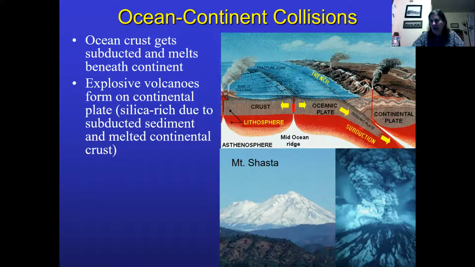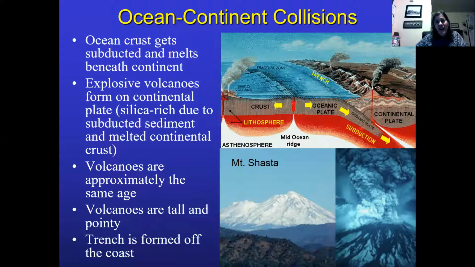And those sediments probably came from erosion of the continents. And that's why you have a different composition, not so much basaltic, but you get the more granitic material, more silica-rich lavas coming out. They're also going to be, if you look at our Cascade volcanoes, they're all also mostly the same age. And some of them are more active than others, but at any time, any one of them could become active again. We also get a trench off the coast for these types of collision boundaries.